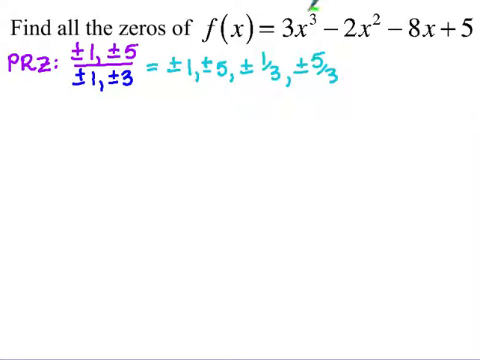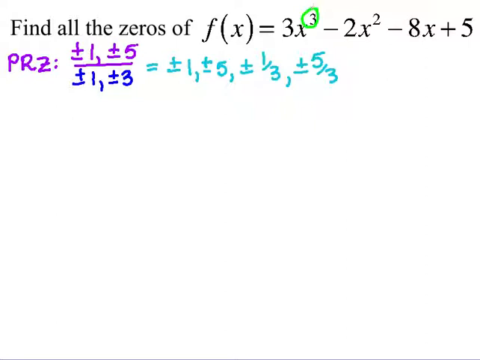Remember, since this is a degree 3, how many zeros can I have? 3 total. So this is the thing. We need to find one of these to work. Once we find one of them to work, we can get it down to a degree 2, which means we can use the quadratic formula or factor.